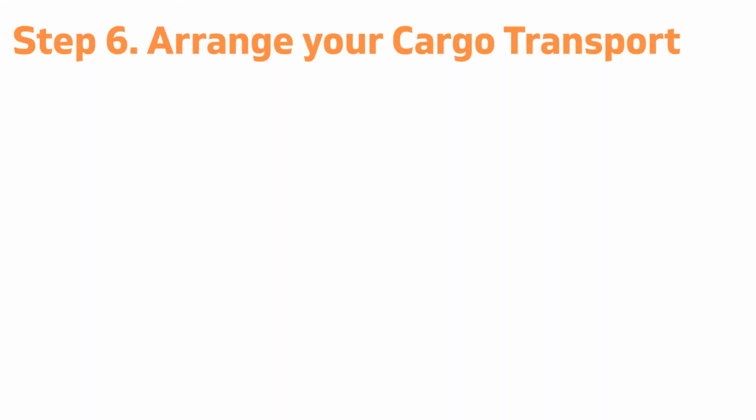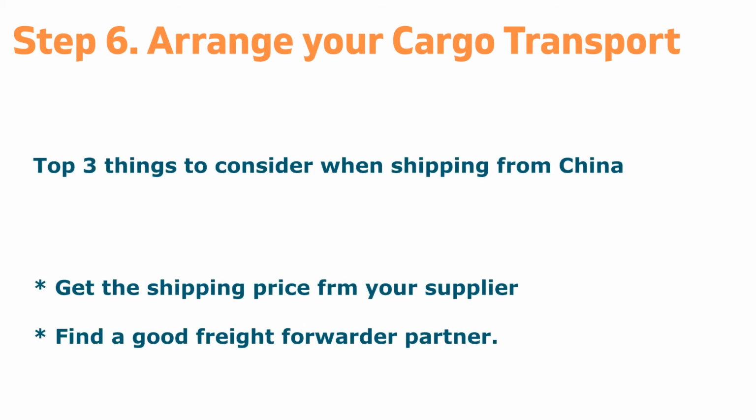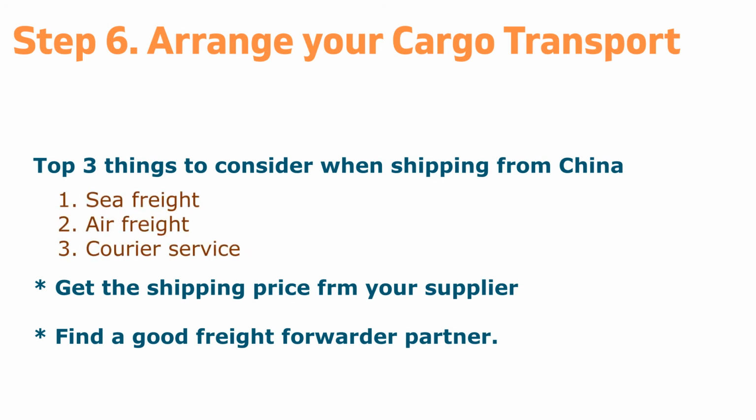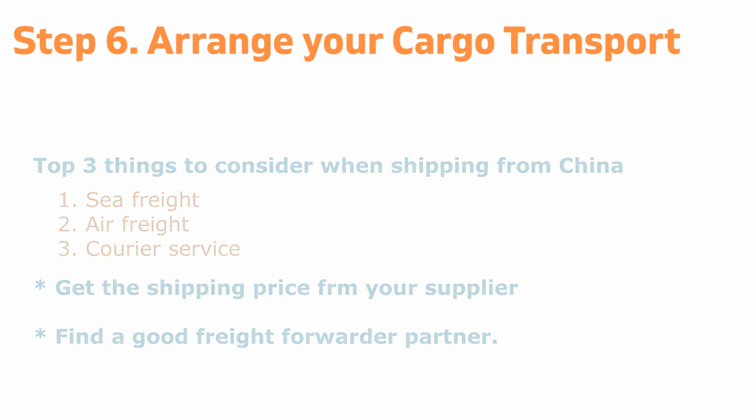Okay, now the sixth step is to arrange your cargo transport. There are many costs associated with shipping goods, including container fees, packaging, terminal handling, and broker fees. In order to get a complete picture of shipping costs, each of these factors should be taken into account. Some suppliers have their cooperated freight forwarders. If you work with them, it's very convenient. However, the shipping cost may be a little bit more expensive.